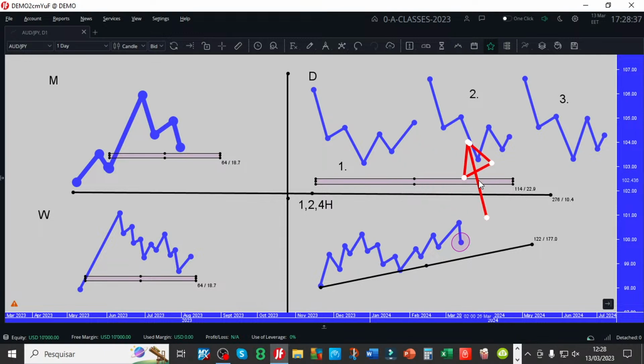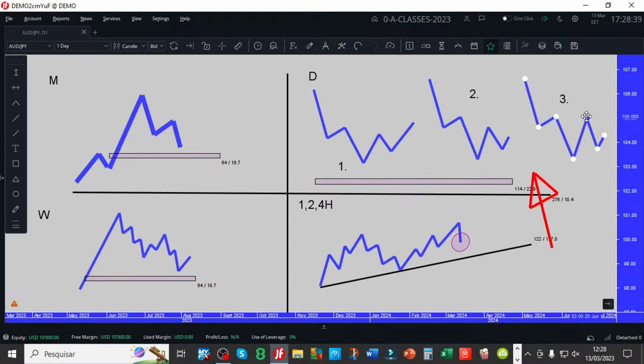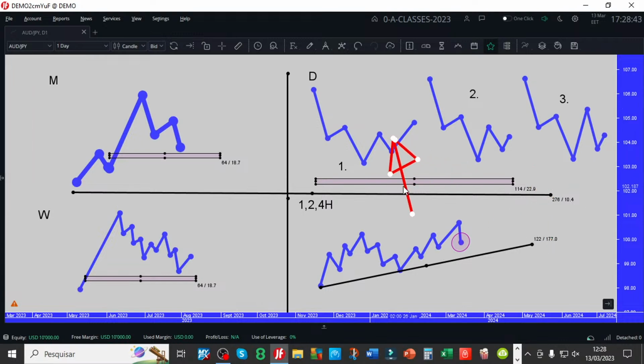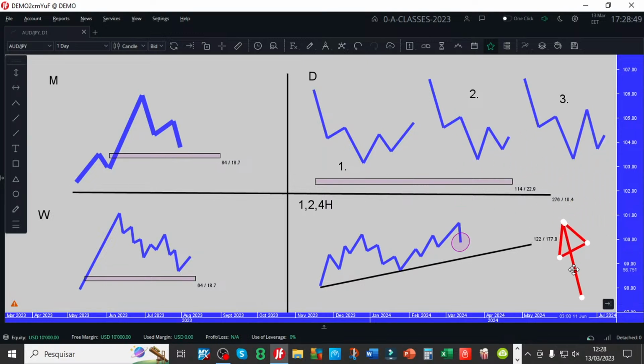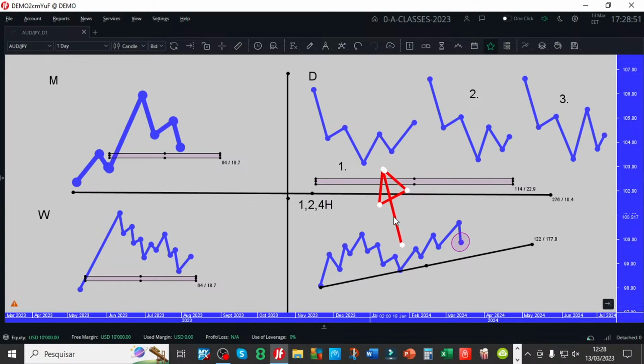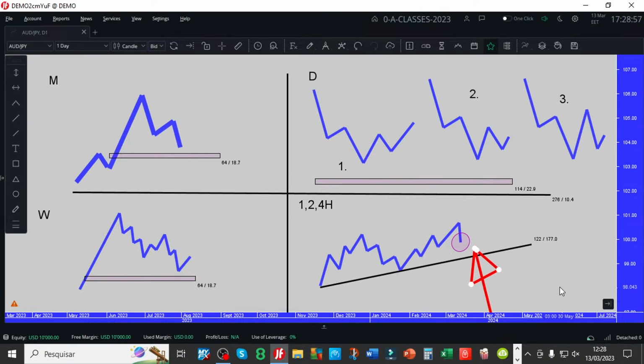Now this is a different story, and here we're going to make a high. This is going to move differently than this one, and this is going to move differently than this one. So let's start with number 1, everybody. Poll. Should we go long on the 1 hour, 2 hour, 4 hour chart? Example number 1 from the daily.